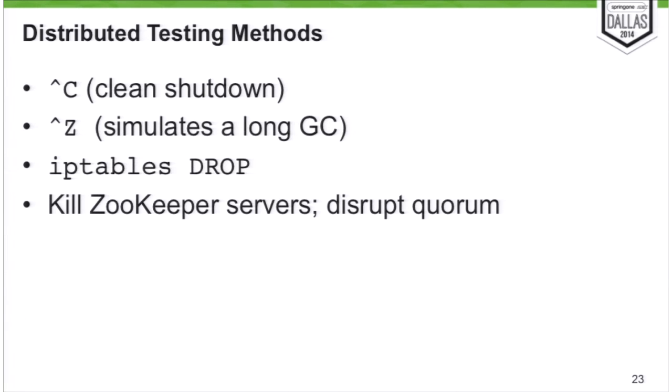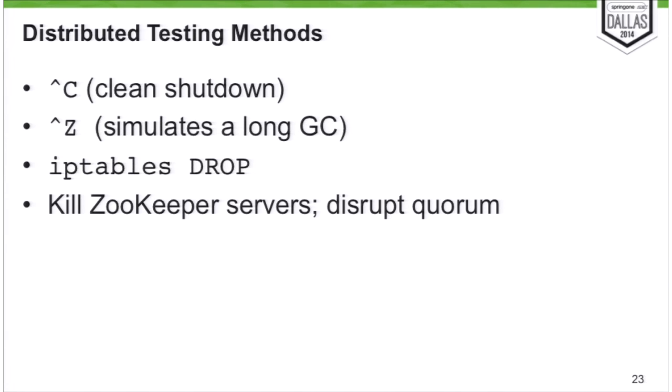This technique was what we had to use to get Curator to emit disconnected versus lost events. So if you do this for a little while, then you'll get a suspended event. And if you don't clear out the firewall rules and just leave it alone, eventually you'll get your lost event, and that's where the session will go away.